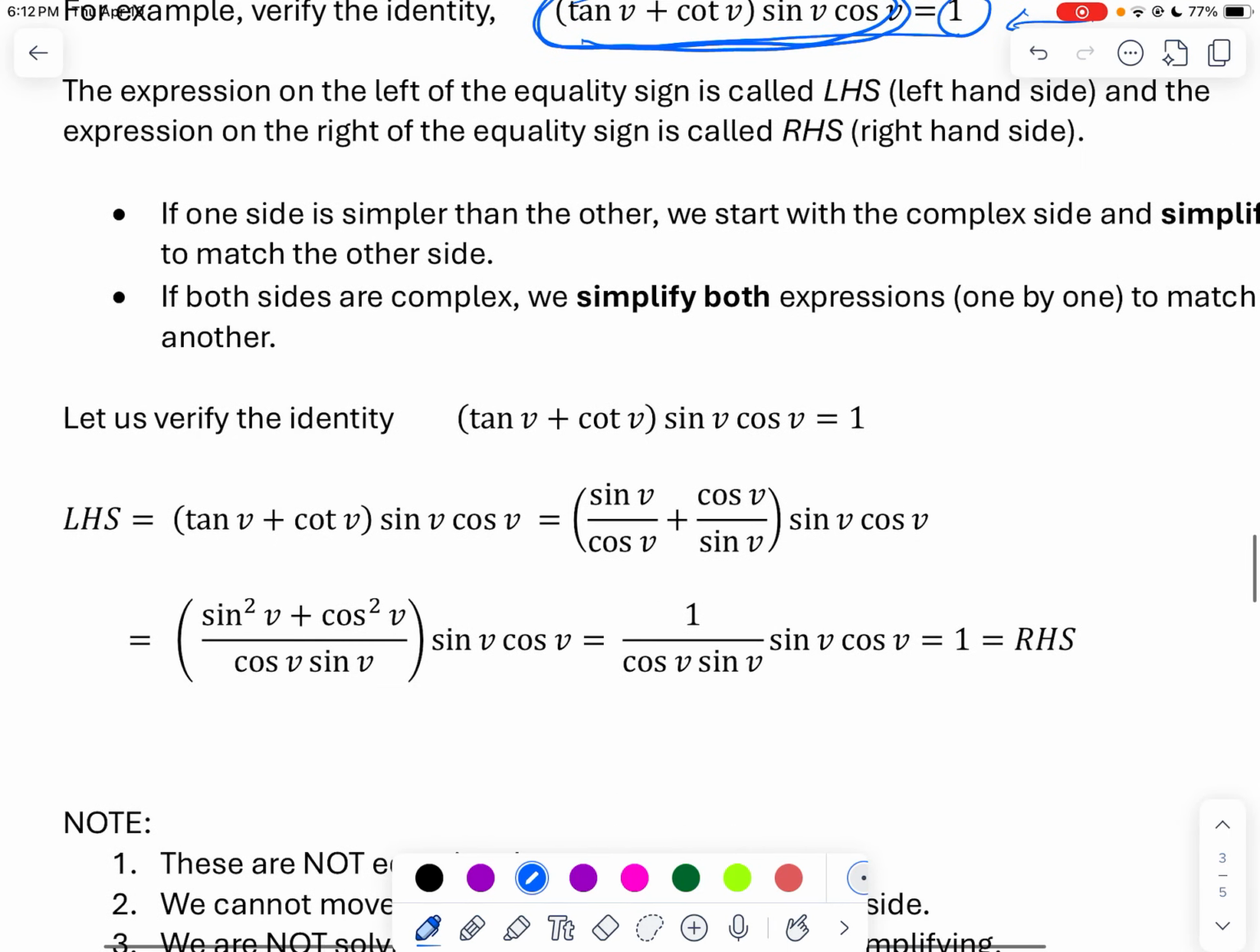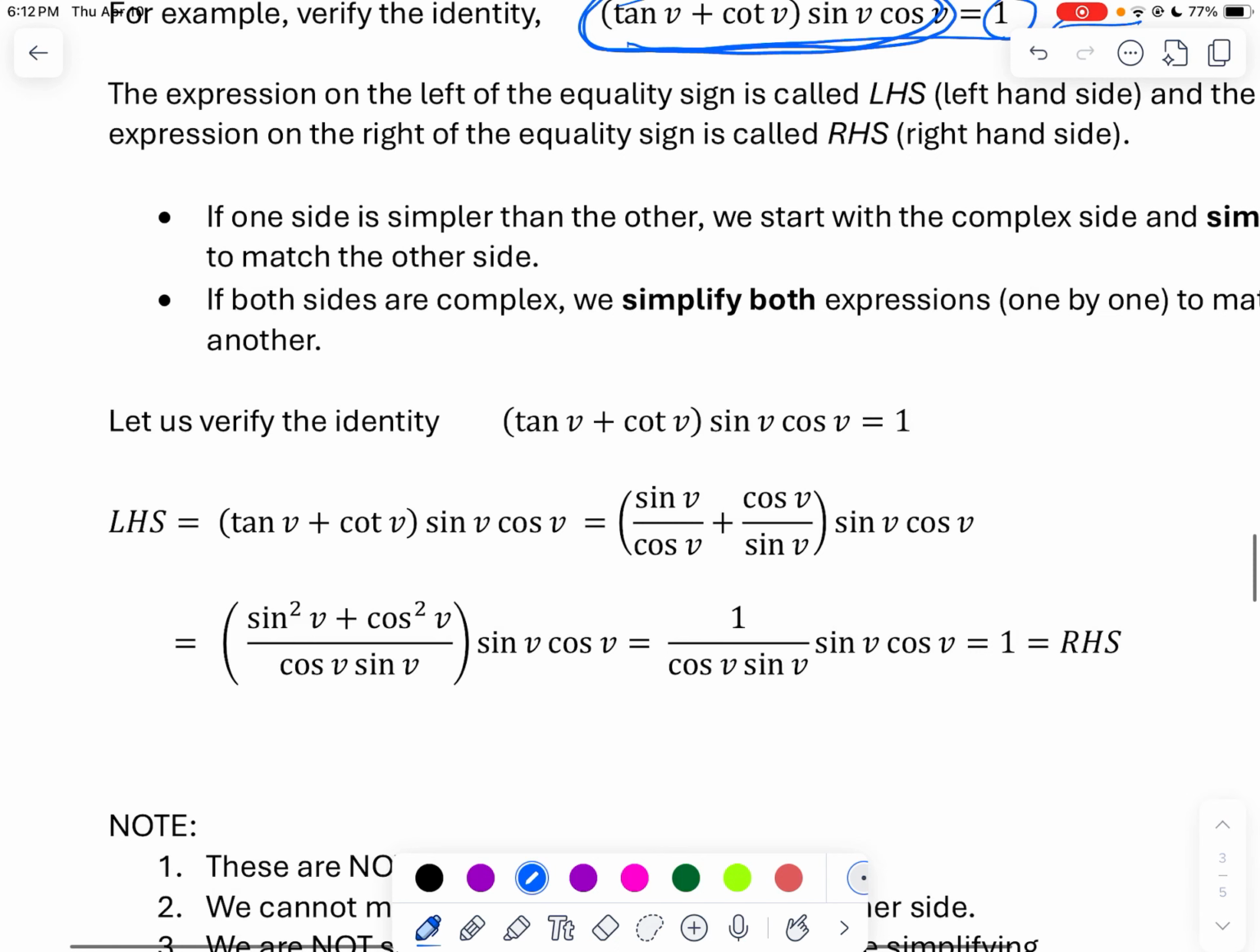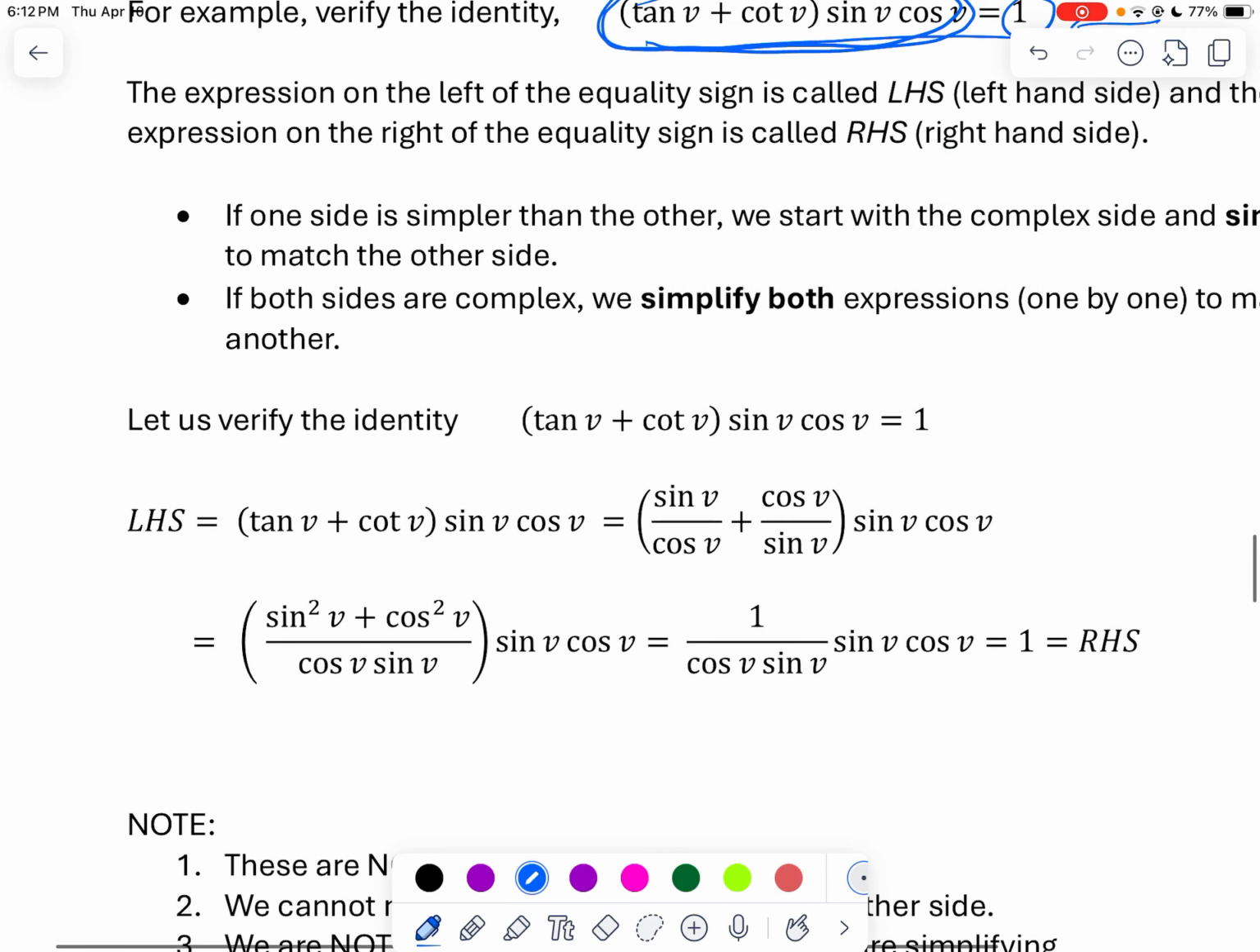So here I have shown the solution. I wrote the left hand side. If you don't want to write it, you can jump to this step. Then I saw in the expression sine and cosine and then tangent and cotangent. So the first instinct is to convert the tangent and cotangent into sine and cosine. So that's what I did: sine of v over cosine of v plus cosine of v over sine of v.